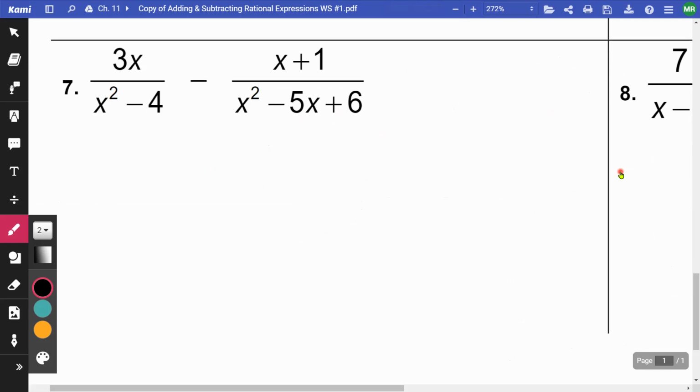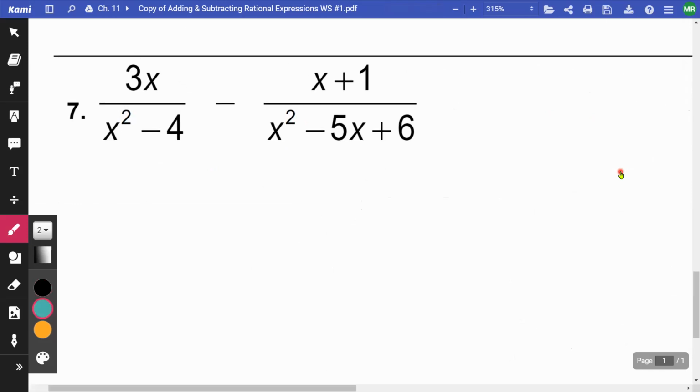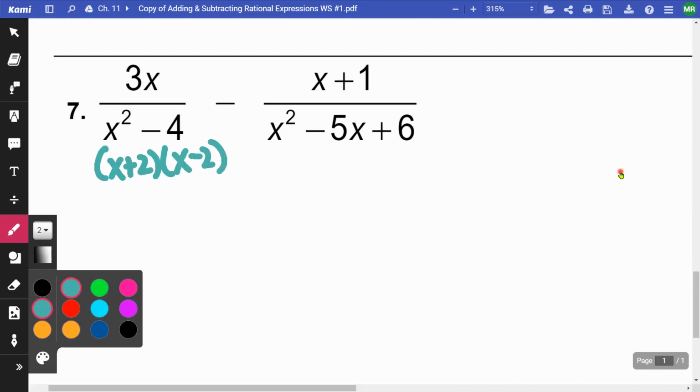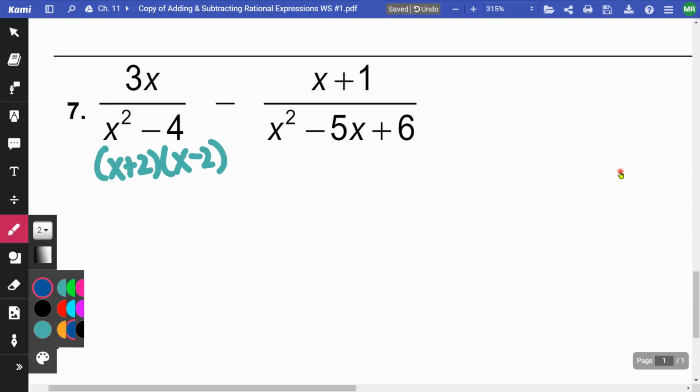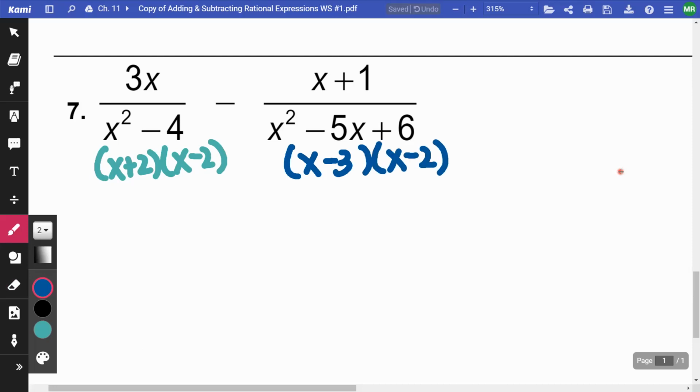On number 7, I'm going to factor both of these denominators. So the first one's going to factor to an x plus 2, x minus 2. The second one is going to factor to an x minus 6. It's a minus and a minus. So an x minus 3 and an x minus 2.